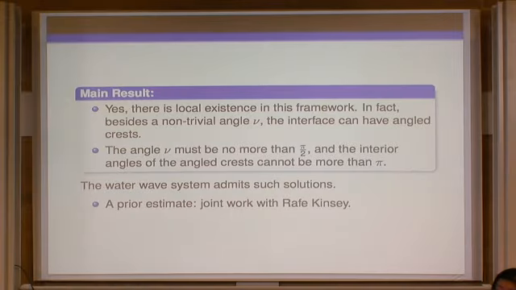Okay. So the angle from the Euler equation, for incompressible irrotational flow, tells us this angle cannot be more than pi over 2 here, and here cannot be more than pi. Okay. Can I continue?